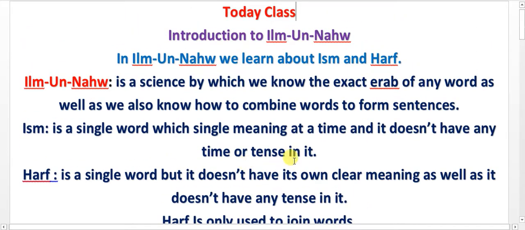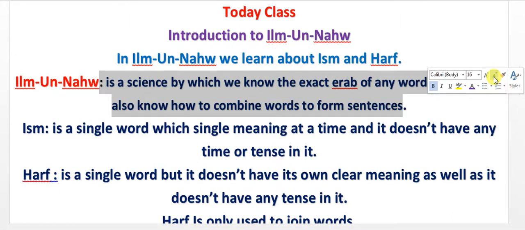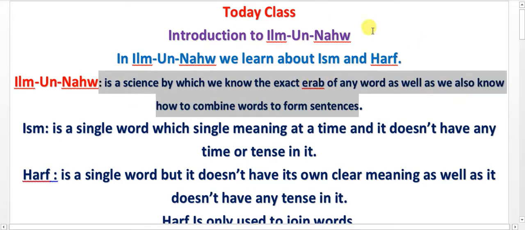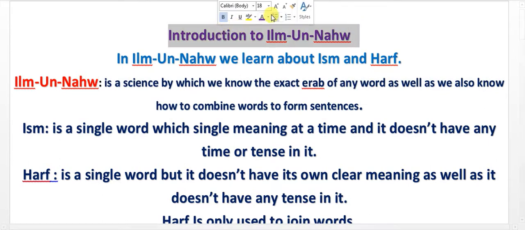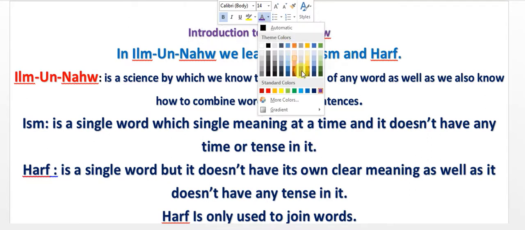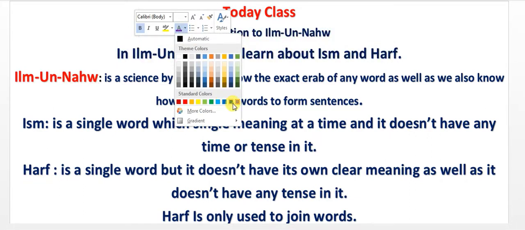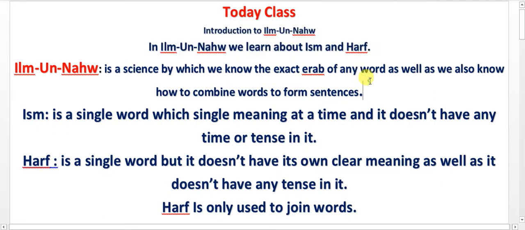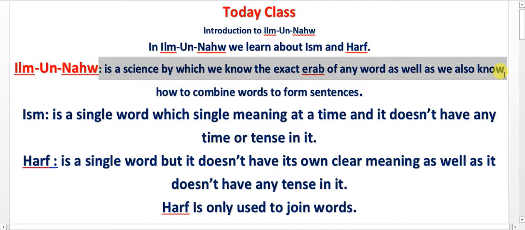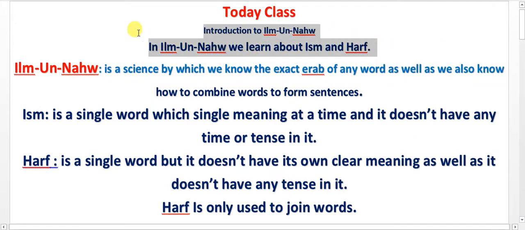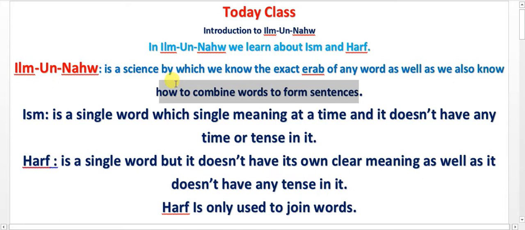Now let me revise once more what we have learned until now, and while revising I am going to also clear this, because I am going to send you these notes. So what we have learned today, that in today's class we learnt about introduction of Ilm-Un-Nahw as well as Ilm-Un-Sarf. While in introduction to Ilm-Un-Nahw, we learned that in Ilm-Un-Nahw we learn about ism and harf. In definition of Ilm-Un-Nahw, we learned that Ilm-Un-Nahw is a science by which we know the exact i'rab of any word, as well as we also know how to combine words to form any sentence or sentences.